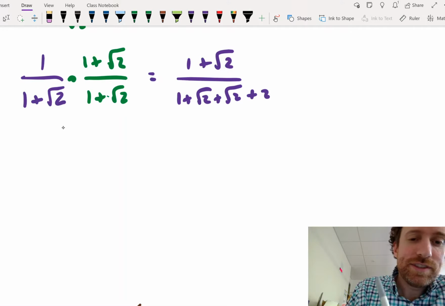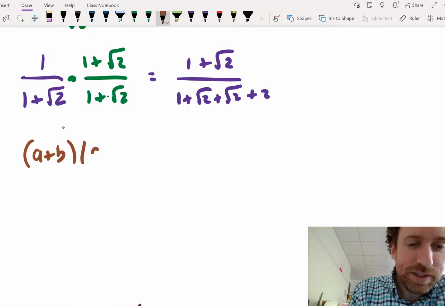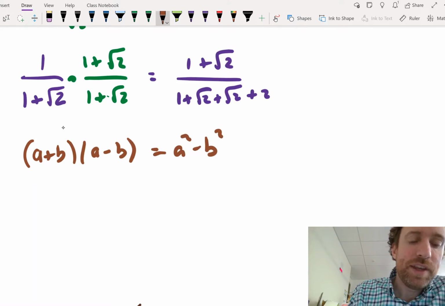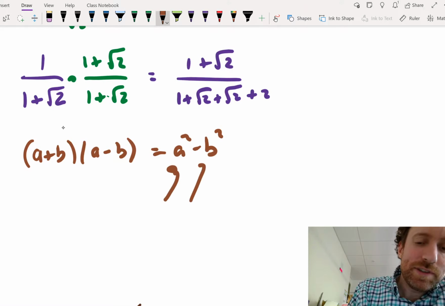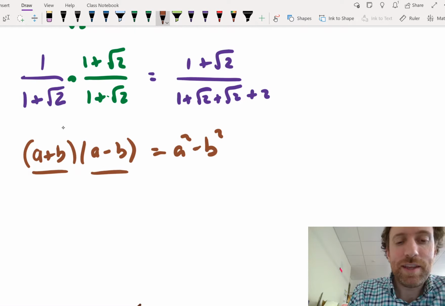The trick, of course, is to use the difference of two squares. Do you remember the difference of squares? (a plus b) times (a minus b) equals a squared minus b squared. The difference of two squares is called so because you're subtracting two squares. Essentially, when you multiply an (a plus b) with an (a minus b), you get the a squared and the b squared separately. There's no ab term. Notice that's what we want.